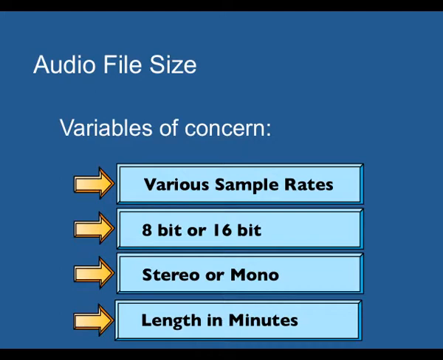So some of the variables to be concerned with are the different sampling rates that I talked about: 22,050 as compared to 11,000 as compared to 8,000 or less. Are you recording 8-bit or 16-bit? That is the depth. Myself, I always default, even when I'm doing a low sampling rate, I will do 16-bit as much as possible. Whether you're recording stereo or mono, and then the actual length of the recording. These all affect file size.